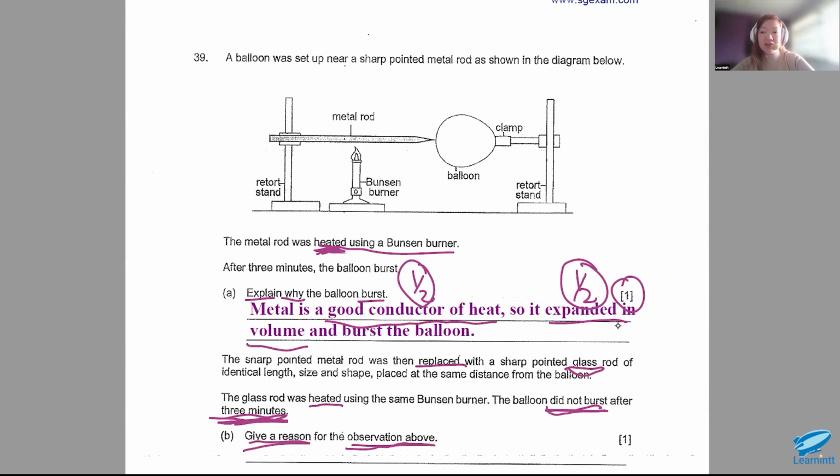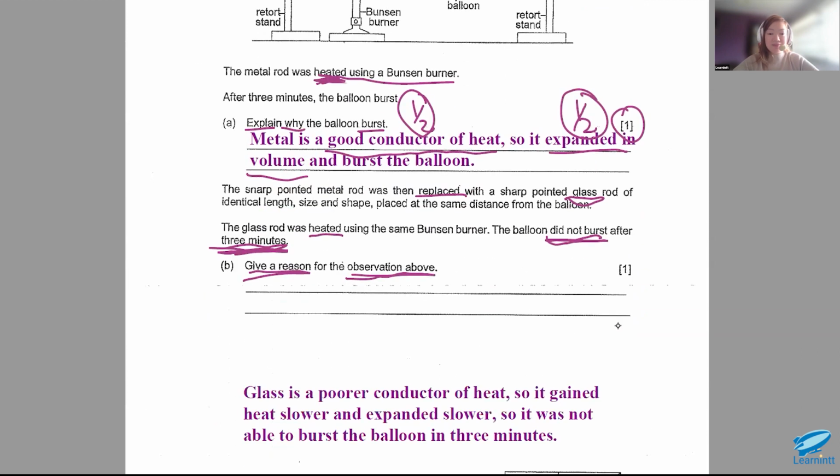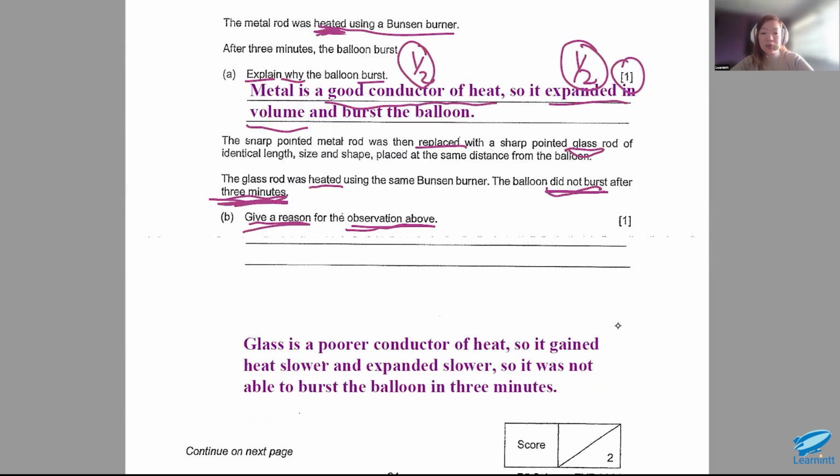How come it did not burst? Shouldn't it be bursting after 3 minutes? I gave it the same time, you know? So again, tell me about the conductor, tell me about the expanding, and tell me about why it didn't burst. How to write it? Glass is a poorer conductor of heat, because I'm comparing them now.